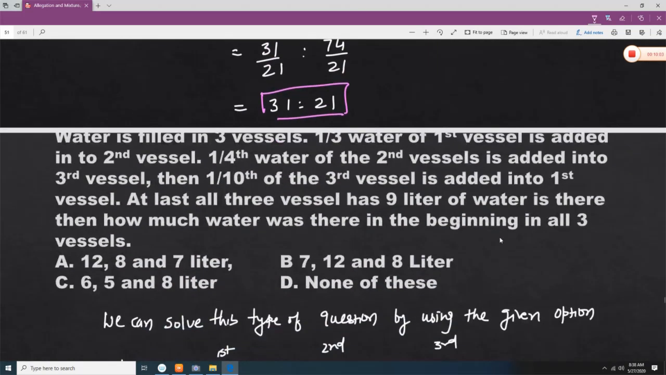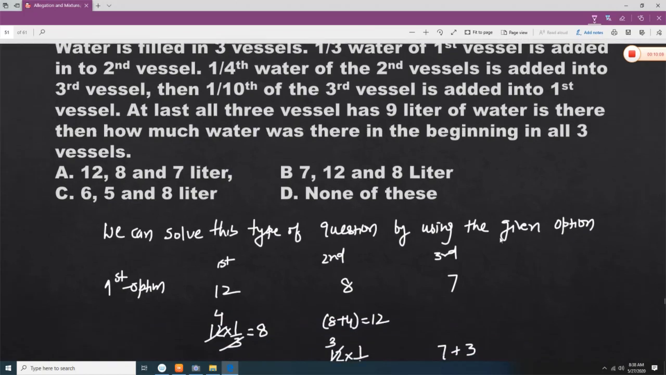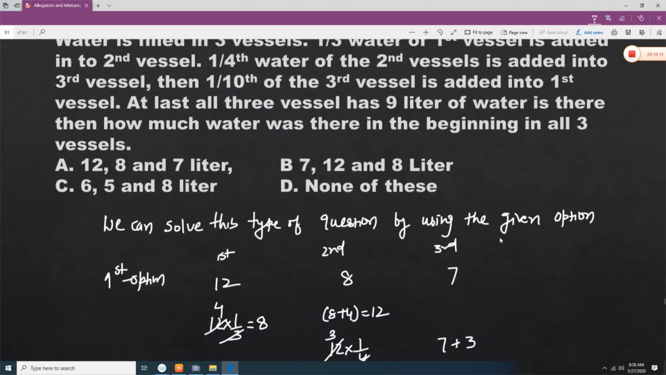Next example, water is filled in three vessels. 1/3 of the first vessel is added into the second vessel. 1/4 of the water of the second vessel is added into the third vessel. Then 1/10 of the third vessel is added into the first vessel. At last, all three vessels have 9 liters of water. Then how much water was there in the beginning in all vessels?